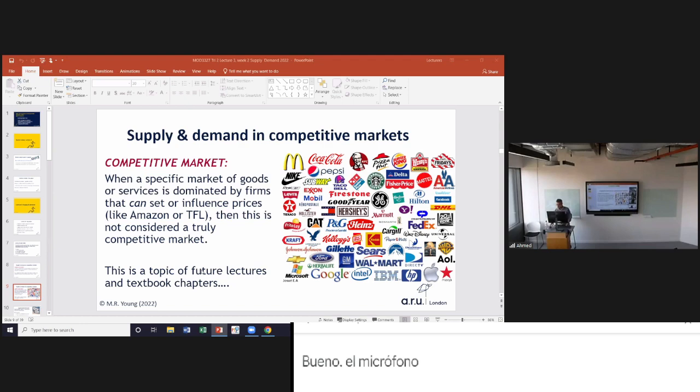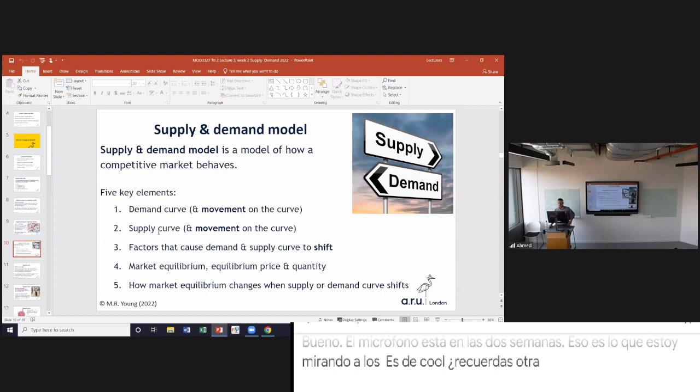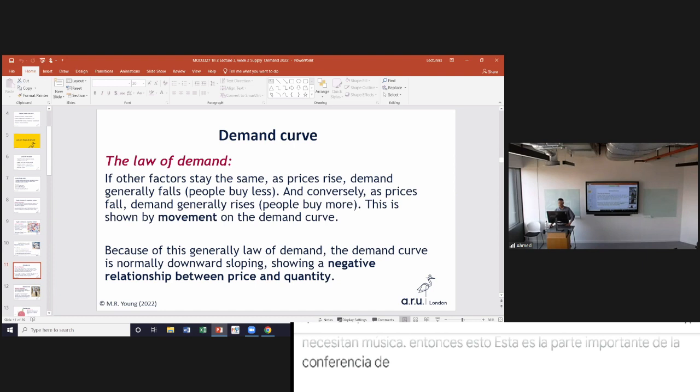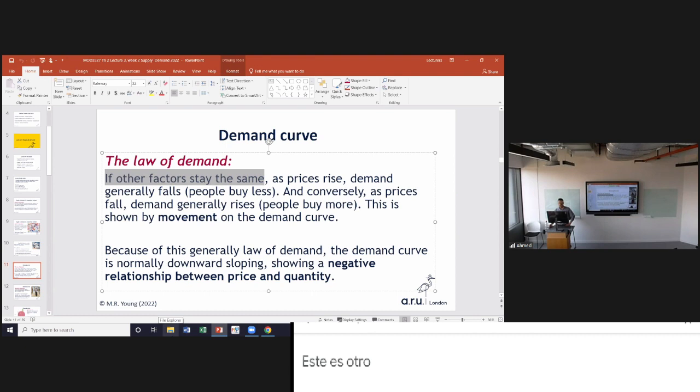Now then, we're going to look at the model: the demand curve, the supply curve, what causes them to shift, and when are they in equilibrium? This is the important part of today's lecture. The law of demand: if other factors stay the same, ceteris paribus, other things being equal, if prices rise, demand generally falls.